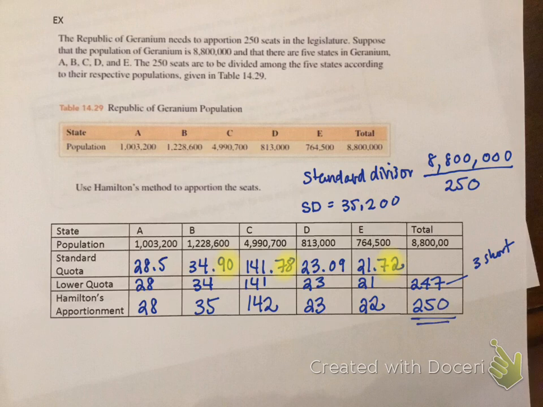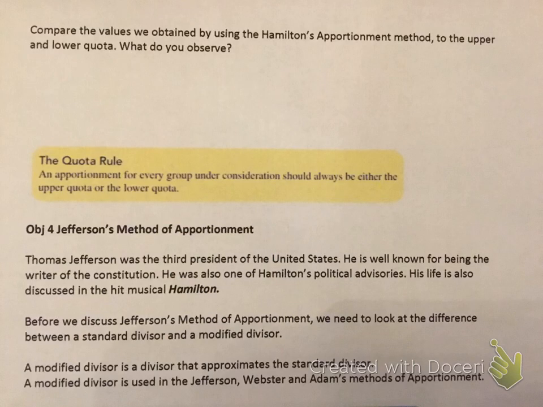So that's Hamilton's method of apportionment. And if you look at the lower quota, because we used that to find Hamilton's method, it's the closest thing to it. The only problem is when you use the lower quota, you're going to be short. So Hamilton's method makes up for those missing delegates in this case. And I just want to go over one more thing, the quota rule. An apportionment for every group under consideration should always be either the upper quota or the lower quota.